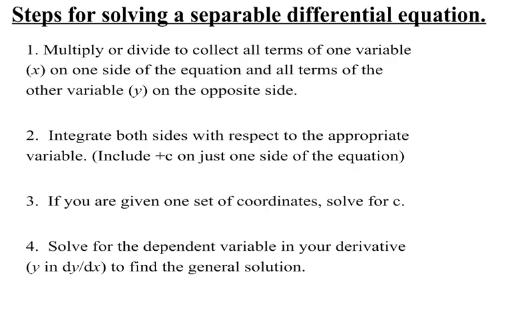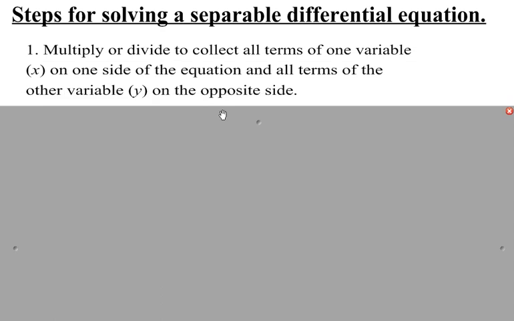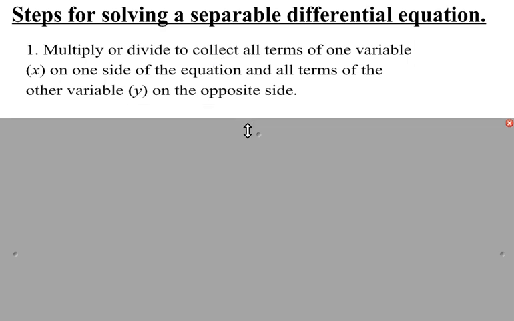So at this point is probably a really good time to review the steps. And I'm going to just take these one at a time. So our first step, you'll notice, was that we collected all terms of one variable on one side and all the other terms on the other side. And we do this by multiplying or dividing. So essentially, we put the x's on one side and the y's on the other side.